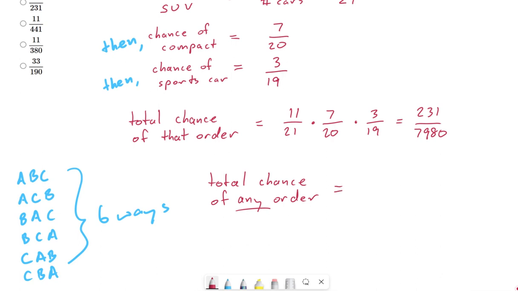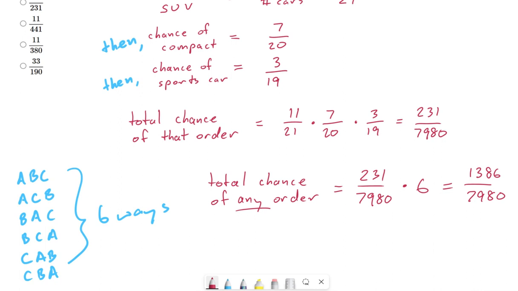Well, that's going to be this 231 over 7,980 times 6 different ways. Okay, and if I run the numbers there, well, I can actually do this one in my head. I don't know if I can. No, I can't. 231 times 6. Don't want to risk that. That's 1,386 divided by 7,980. Okay, so that's not bad.